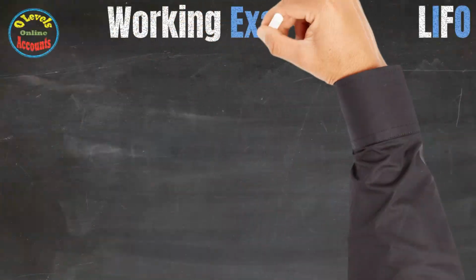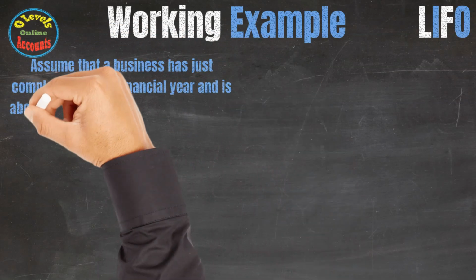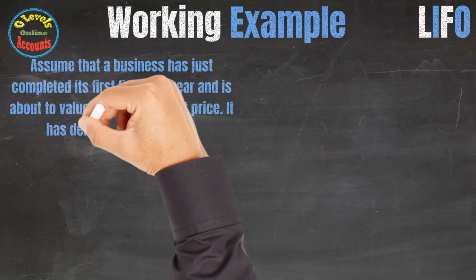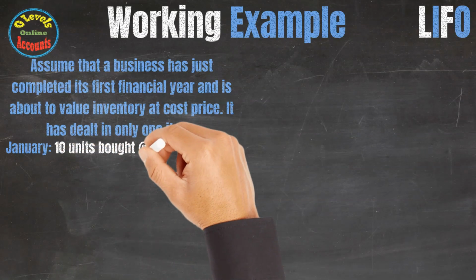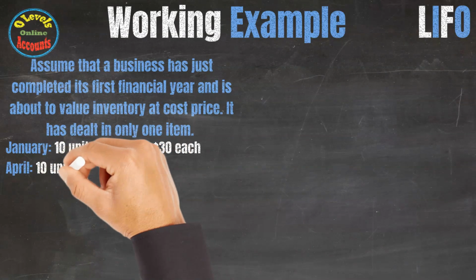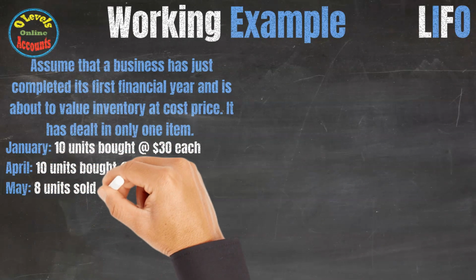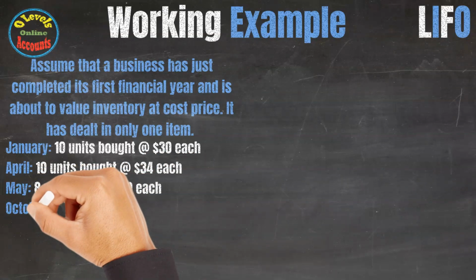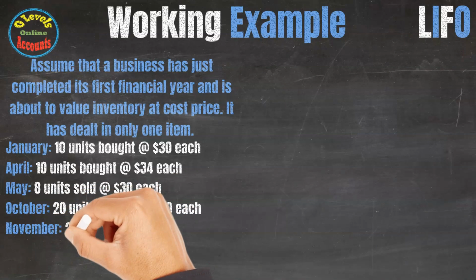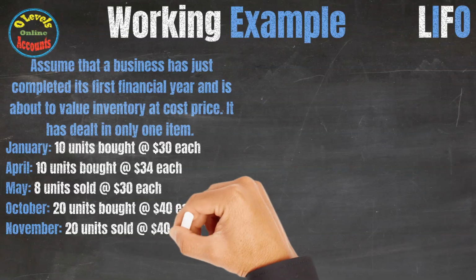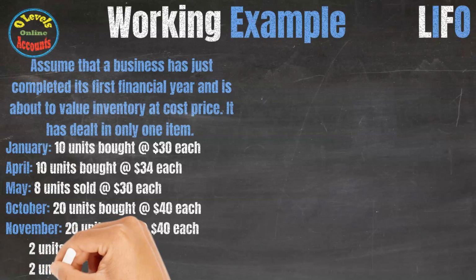In this working example, assume that a business has just completed its first financial year and is about to value inventory at cost price. It has dealt in only one item. Data are as follows: in January, 10 units bought at the rate of $30 each; in April, 10 units bought at the rate of $34 each; in May, 8 units sold at the rate of $30 each; in October, 20 units bought at the rate of $40 each; and in November, 20 units sold at the rate of $40 each, 2 units sold at the rate of $34 each, and 2 units sold at the rate of $30 each.